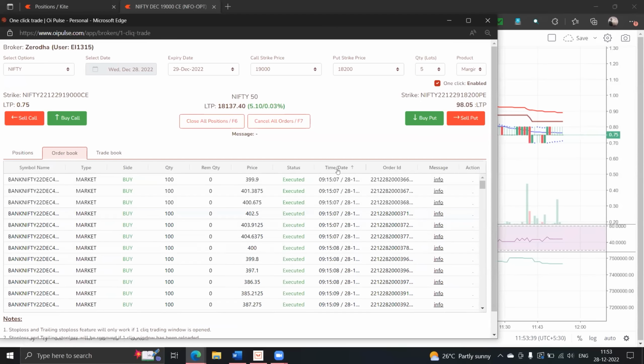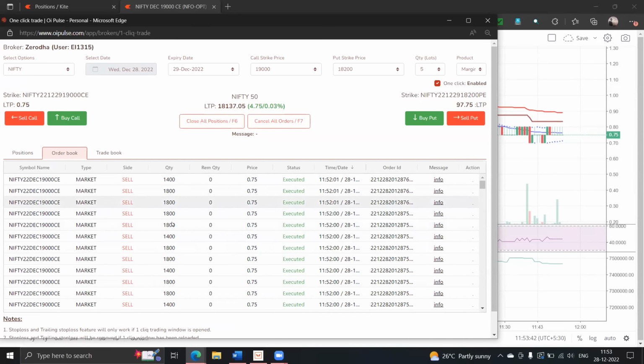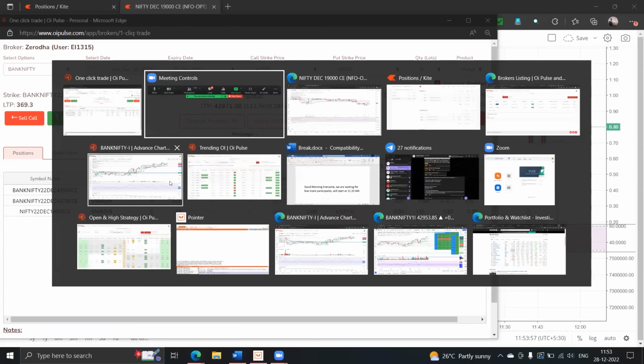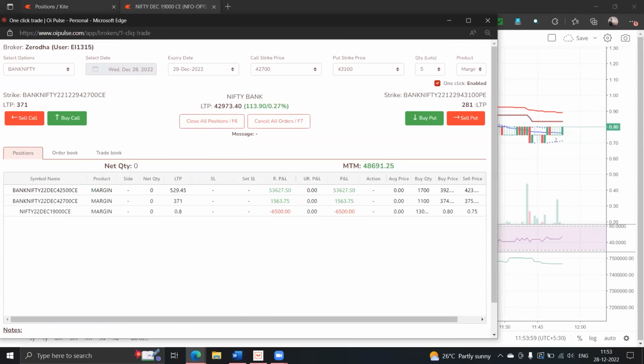Now, can you see this? The order is getting placed at 1,800. So the maximum quantity at which it will get sold is that particular level. Yes, this particular one can be used not only by the scalpers, it can be used by intraday players who want to enter and exit pretty quick.